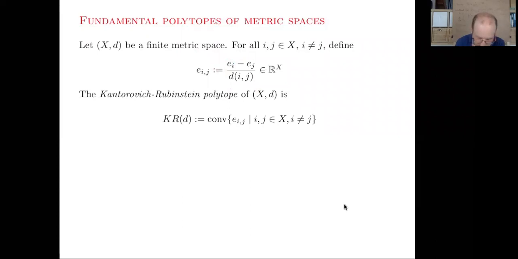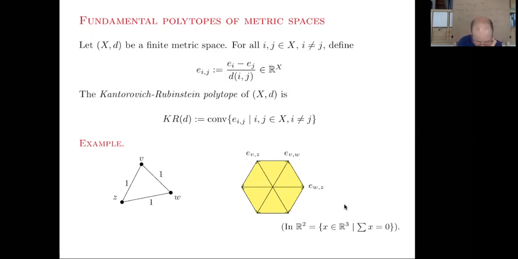And I will say standard basis vector I minus standard basis vector J divided by the distance. The convex hull of this set is called the Kantorovich-Rubinstein polytope of this metric space. Let's do an example: a metric space on 3 elements, and all the distances are equal to 1.